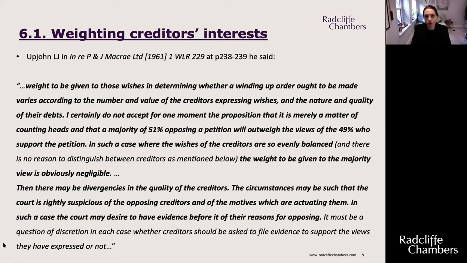So a question then that flows from that is, how are we to weigh creditors' interests? They're obviously central to the issue of whether an adjournment is going to be granted, but also whether a bankruptcy order is going to be made at all. Lord Justice Upjohn addressed this in Re P&J McRae Limited and said as follows: weight is to be given to those wishes in determining whether a winding up order ought to be made.